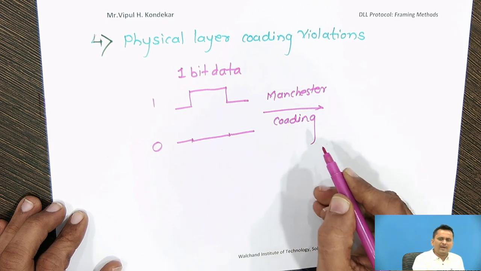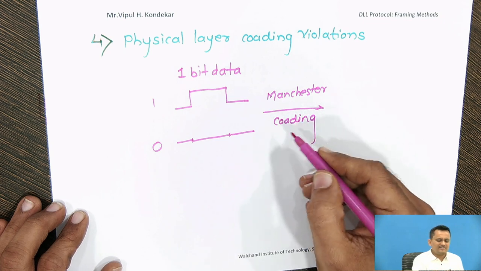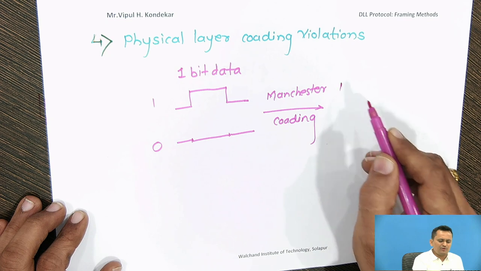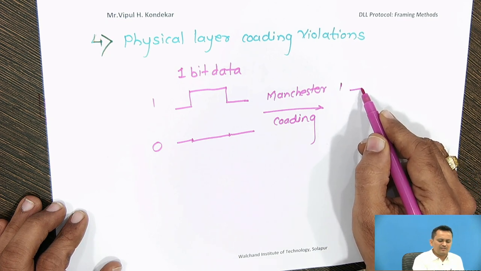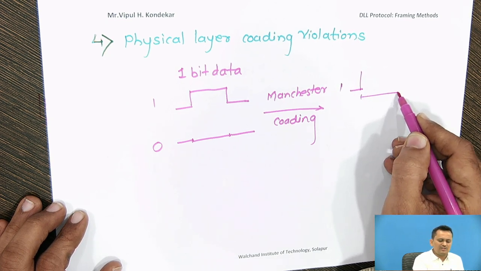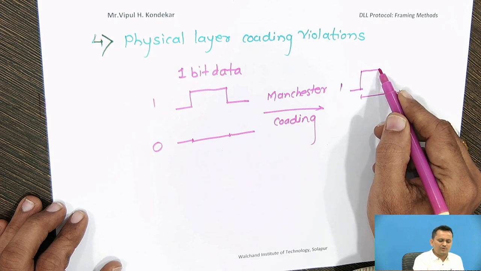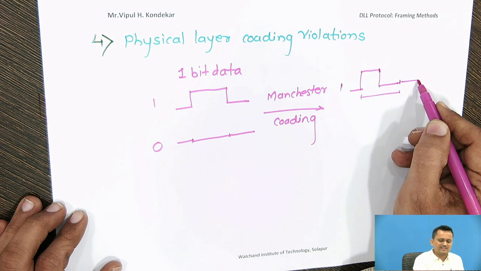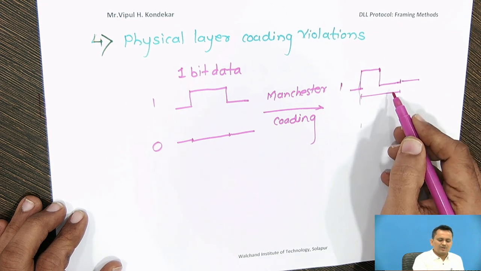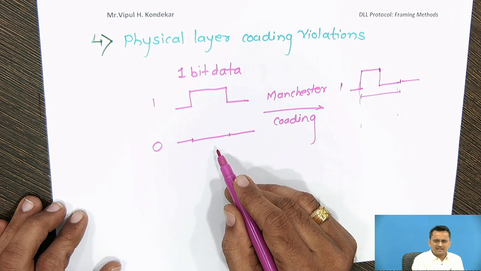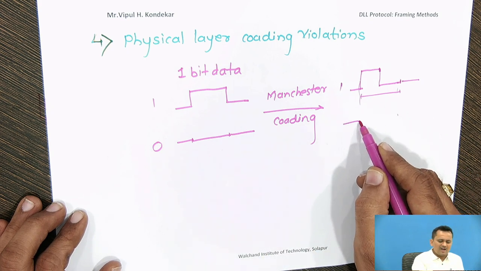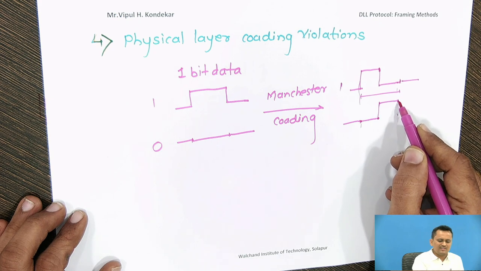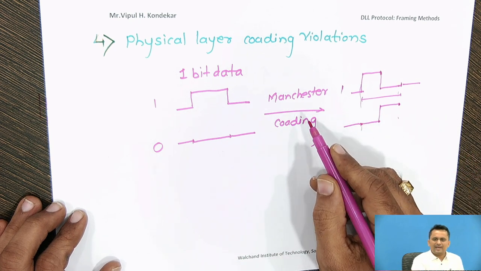In data formats, you might have studied these different coding techniques. In Manchester coding, if you want to transfer 1, then for half of the bit duration, high voltage is sent, and for the remaining half bit duration, 0 volt is sent. On the same line, if you want to transmit data 0, for half bit duration 0 is sent, and for the remaining half bit duration 1 is sent. So this is called Manchester coding.